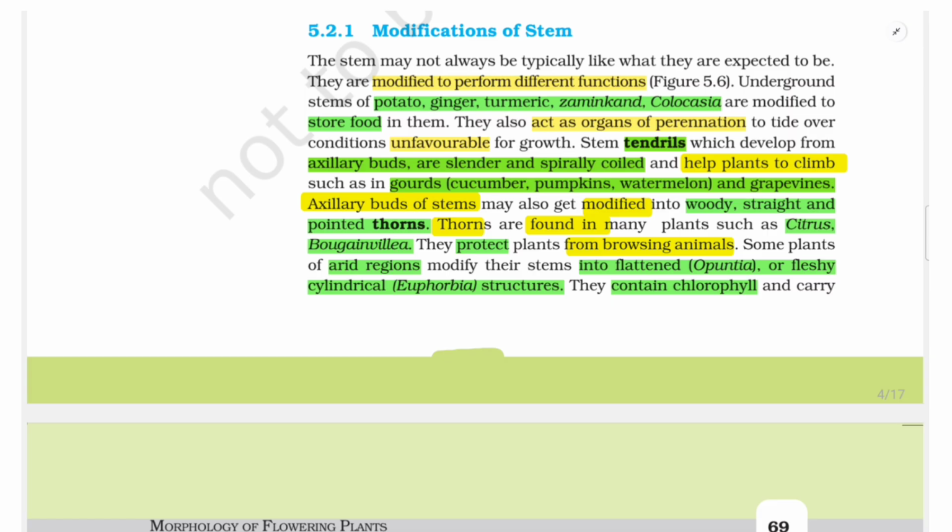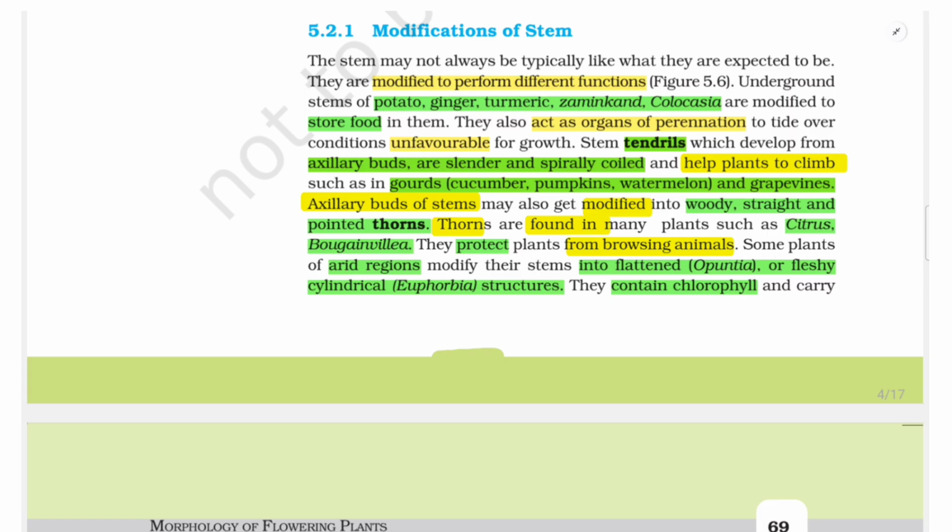Stem tendrils which develop from axillary buds are slender and spirally coiled and help plants to climb, such as in gourds, which include cucumber, pumpkins, watermelon, and grapevines. Axillary buds of stems may also get modified into woody, straight, and pointed thorns. Thorns are found in many plants such as citrus, bougainvillea. They protect plants from browsing animals.